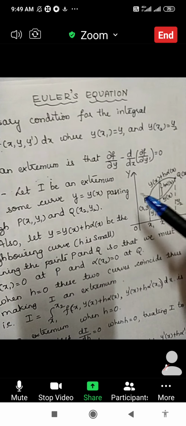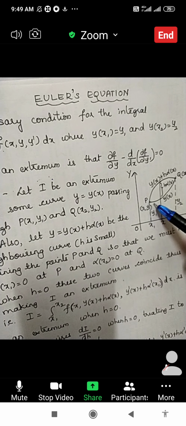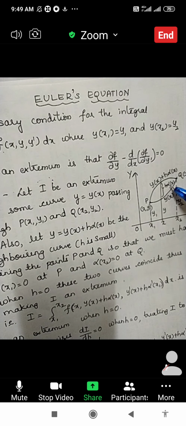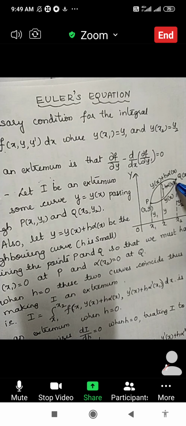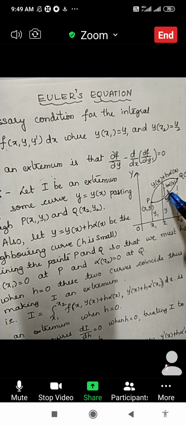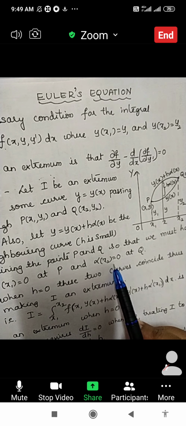So we will just take that extremum along the curve y of x, and we take h times alpha of x and add it to this y of x. We'll get one more curve with the same endpoints P and Q. Here h is a small quantity. We assume one more thing, that alpha of x1 is 0 and alpha of x2 is 0.